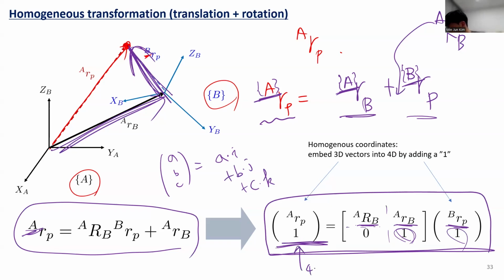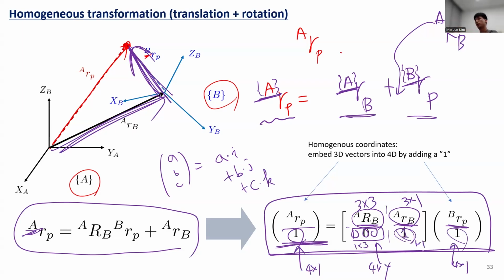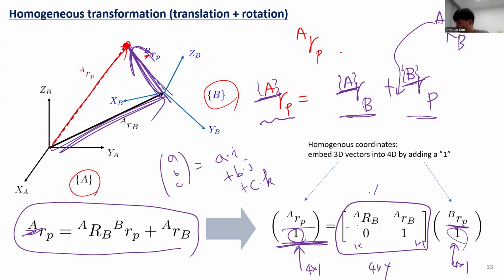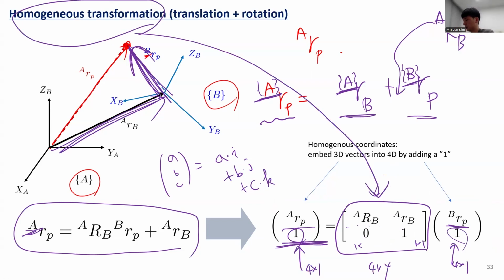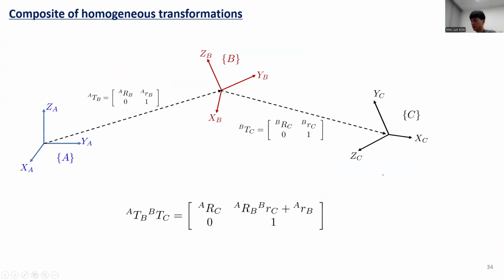So that becomes a 4x1 vector, again 4x1, by augmenting this value 1. And that's a 4x4 matrix. Rotation, 3x3. This is the translation vector, 3x1. So that's a 0 matrix, 0, 0, 0. Basically, that's 1x3, and 1, that's 1x1. So in total, that's a 4x4 matrix. And this matrix is called a homogeneous transformation. Okay. The composite of homogeneous transformation.